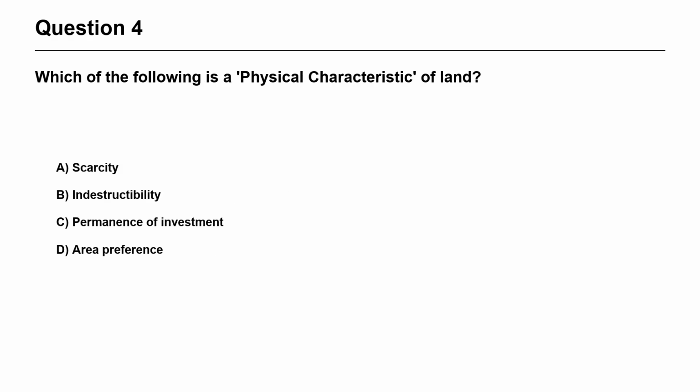Question 4. Which of the following is a physical characteristic of land? A, scarcity. B, indestructibility. C, permanence of investment. Or D, area preference. The correct answer is B, indestructibility. Indestructibility, immobility, and uniqueness, non-homogeneity, are physical characteristics.